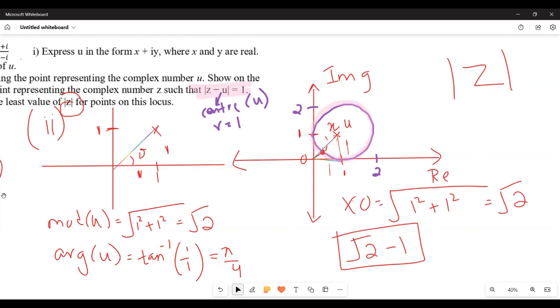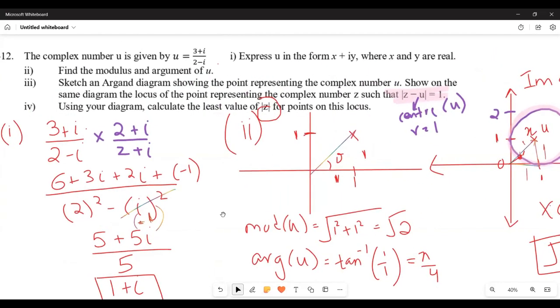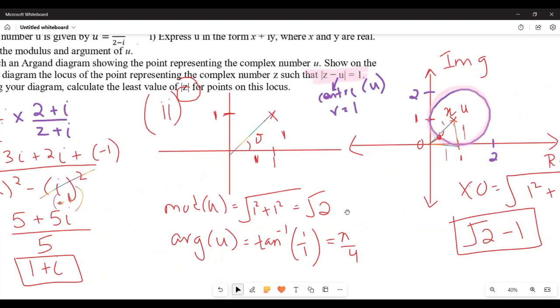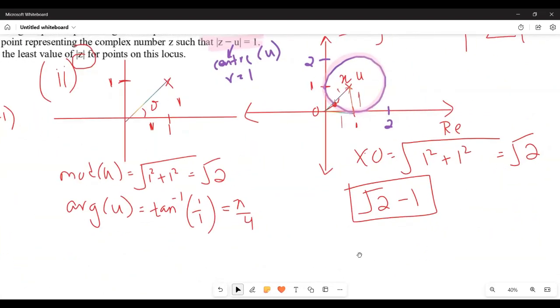We are not asked to give the answer in exact form, and you're not asked to give the answer correct to certain significant figures. So you may leave it like this, or you may round it off to 3 significant figures. All right. So let's end the lesson here.